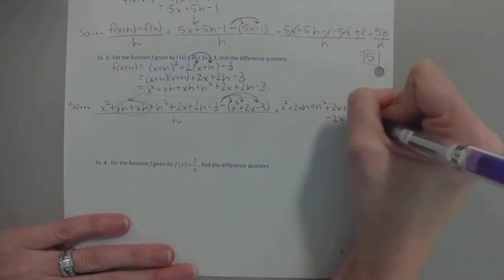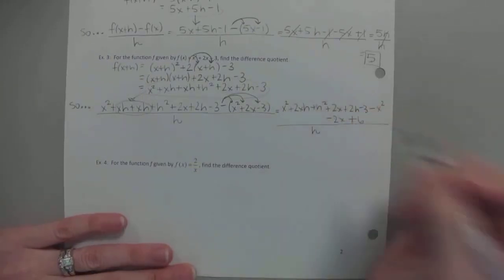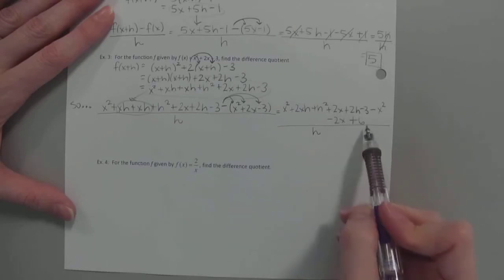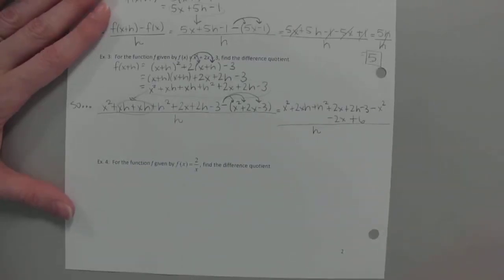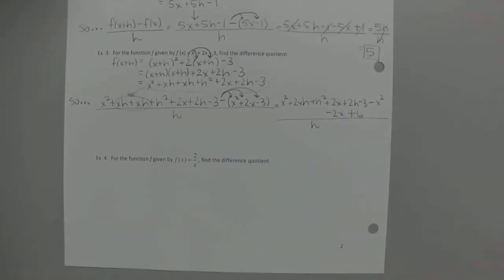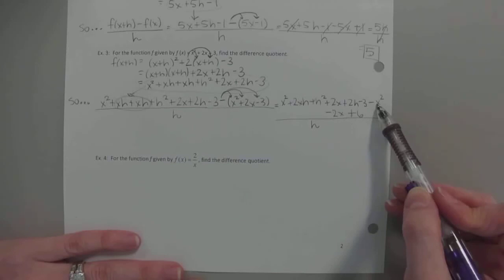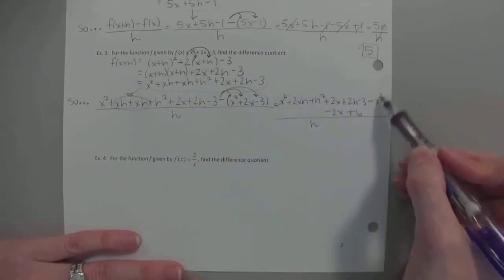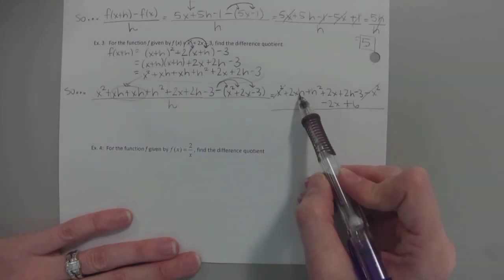And then we'll have plus h squared plus 2x plus 2h, I'm running out of room, minus 3 minus x squared minus 2x plus 6. And I kind of ran out of room, guys. I'm sorry, I had to go on a different level there. So these are all on the same level. I just write too large.